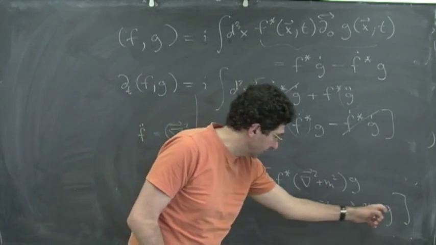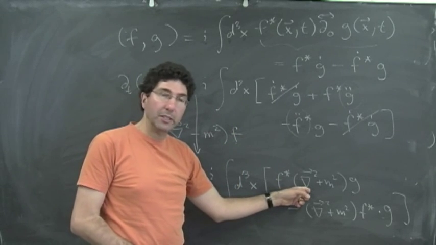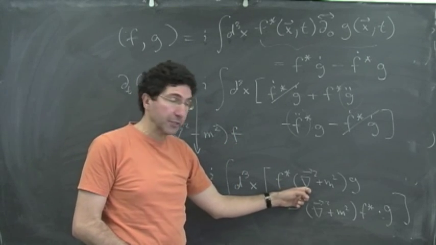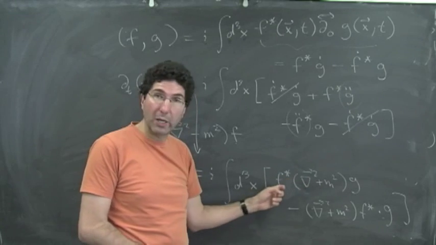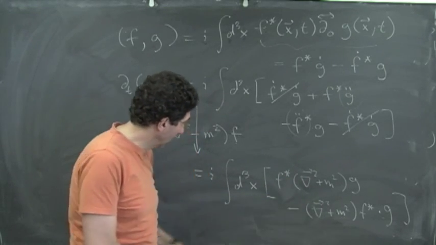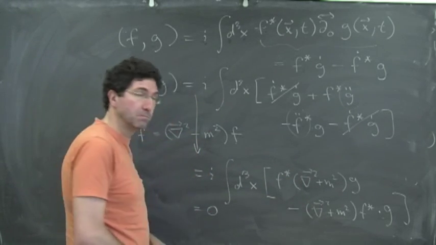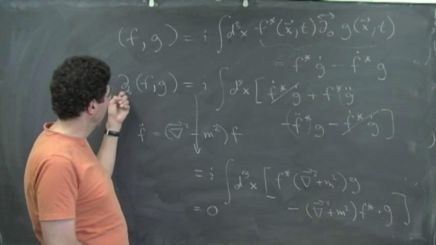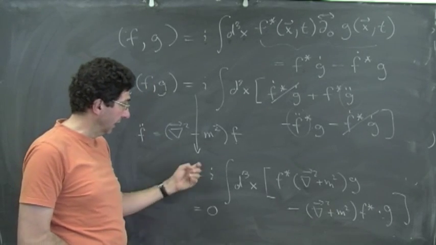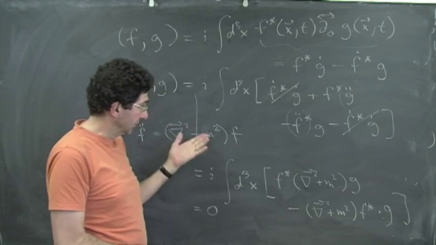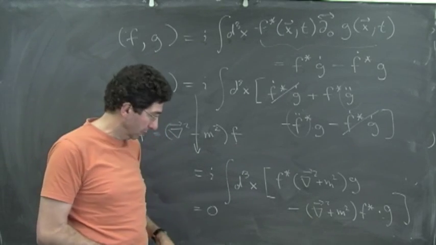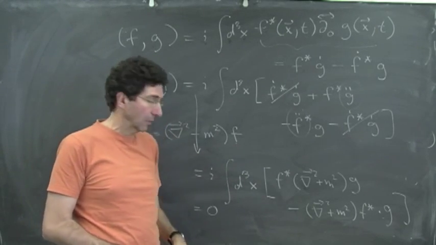and then a minus f star g. The terms with the grad squared also vanish because we can integrate by parts twice, and so this whole thing is then just 0. Okay? So the time derivative of the Klein-Gordon inner product vanishes if both of these functions satisfy the Klein-Gordon equation. Okay?